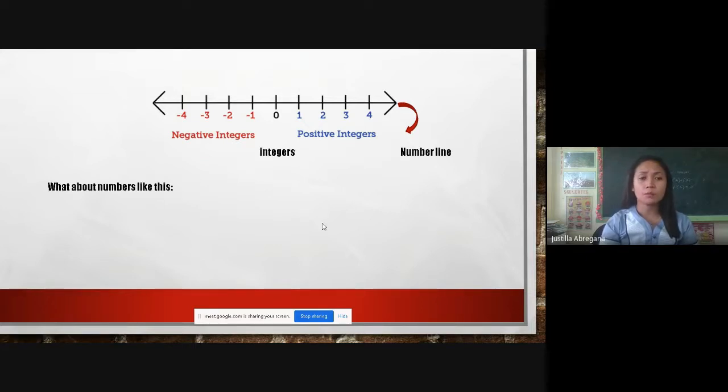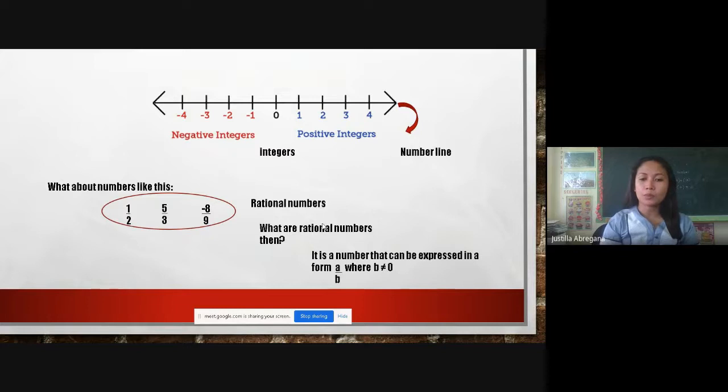But what about numbers like this? 1/2, 5/3, and -8/9. What are these numbers? These numbers are rational numbers.